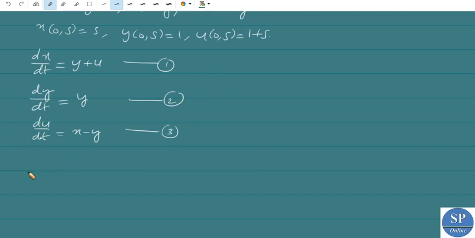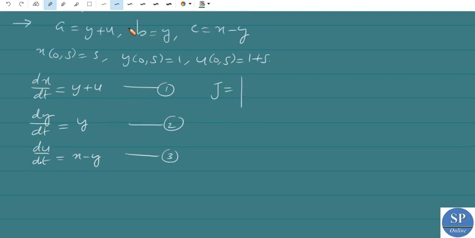Jacobian is nothing but here, Jacobian is equal to a naught, b naught, x naught by s, y naught by s. What is a naught? a is equal to y plus u. So a naught is y naught plus u naught. Actually a naught, b naught means it is the Jacobian at t equal to 0.